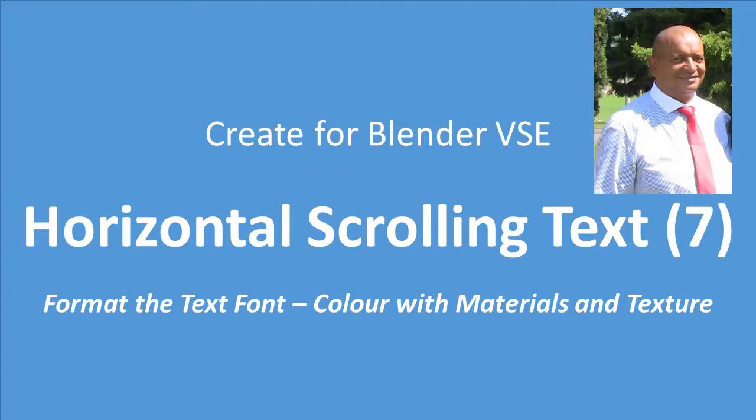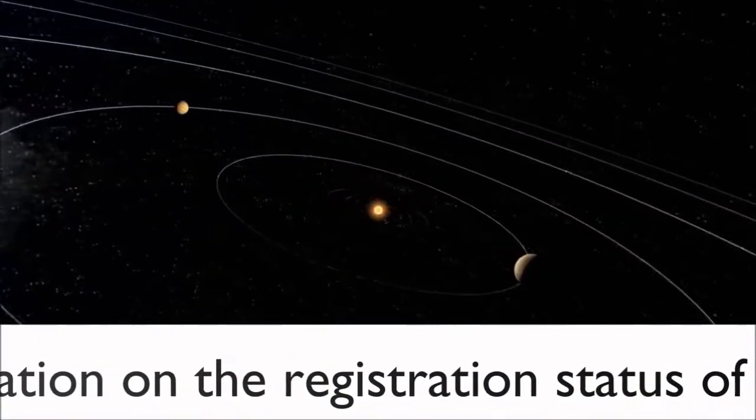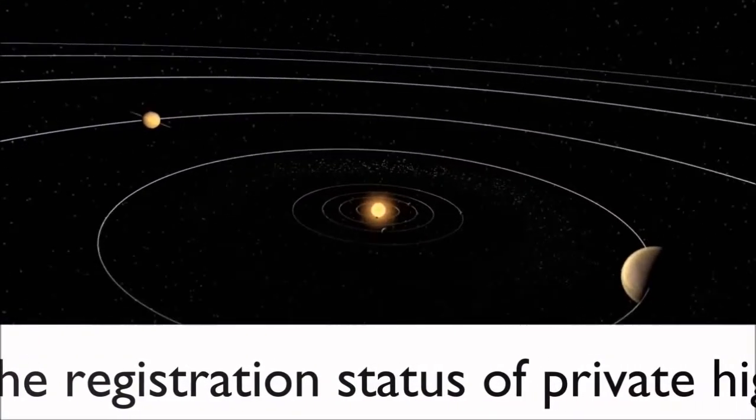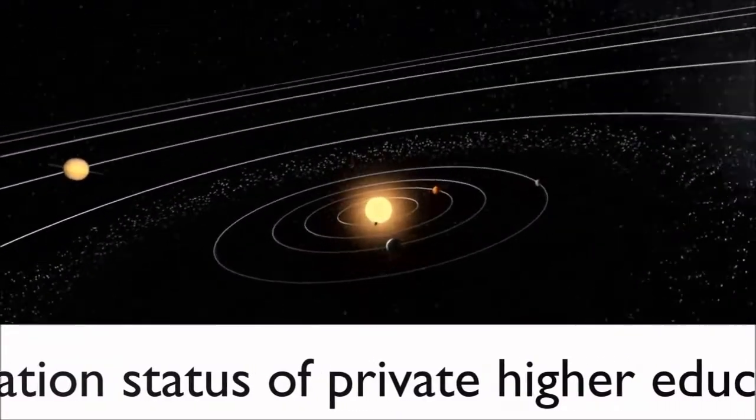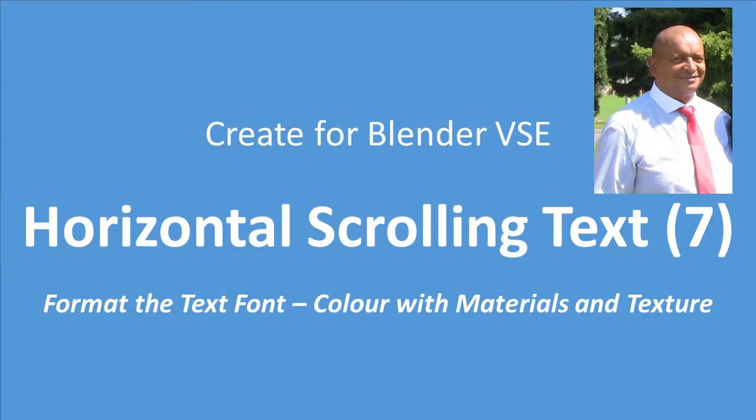Good day, it is Stephen Davids here, and in this video we will continue our series on the horizontal scrolling text in Blender, and we will more specifically focus on the formatting of the text font and the color using the materials and texture functions.